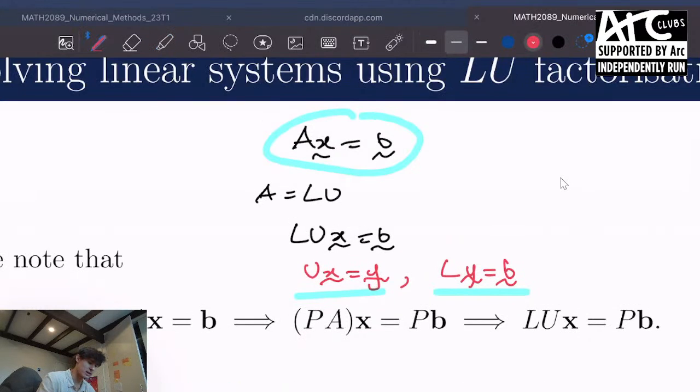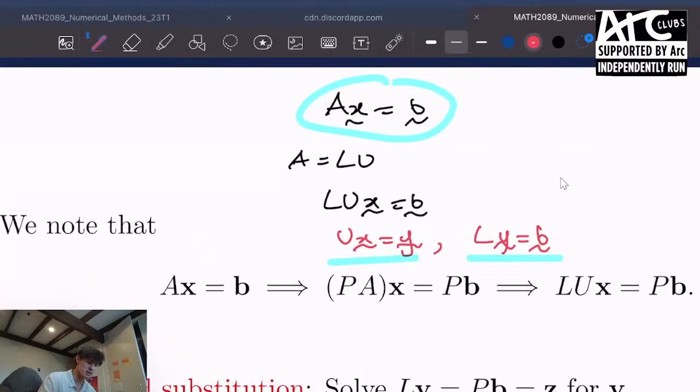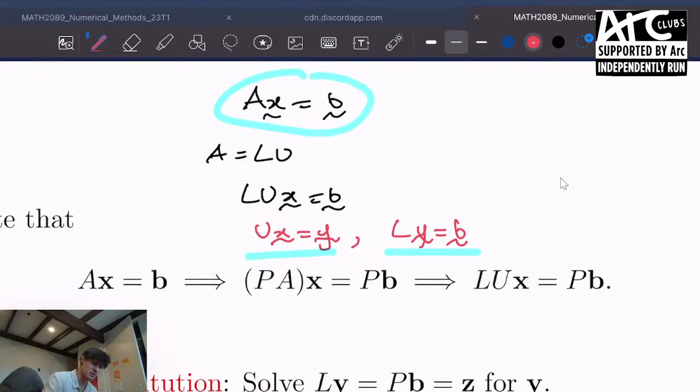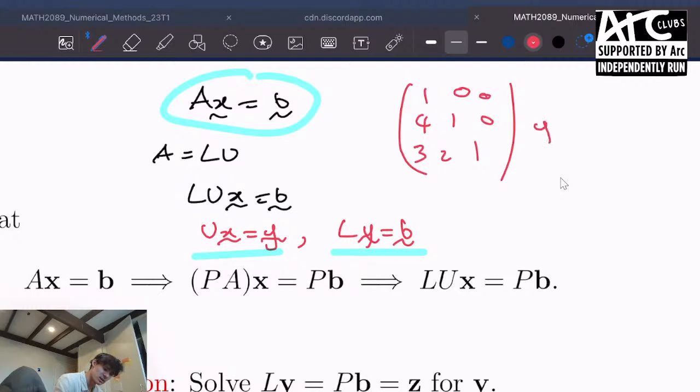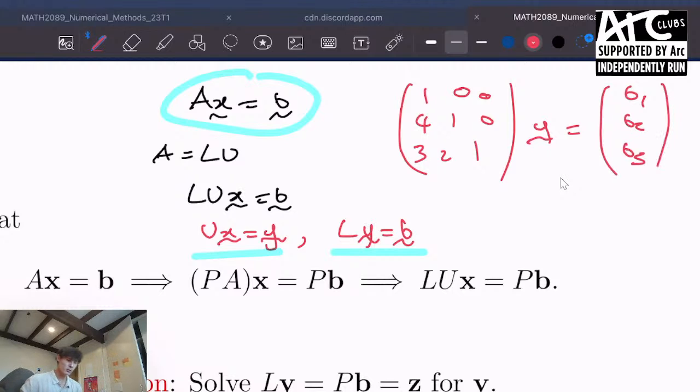You can see that, for example, if I had an upper triangular matrix... we'll start off with Ly equals b actually. So we'll start off with the lower triangular matrix. To solve something like this, remember our lower triangular matrix will look something like this: 4, 3, 2. And then we are solving this equals some b1, b2, b3. We can see that essentially we're going to have three different simultaneous equations, right? We're going to have something like y1 equals b1, and then 4y1 plus y2 equals b2.